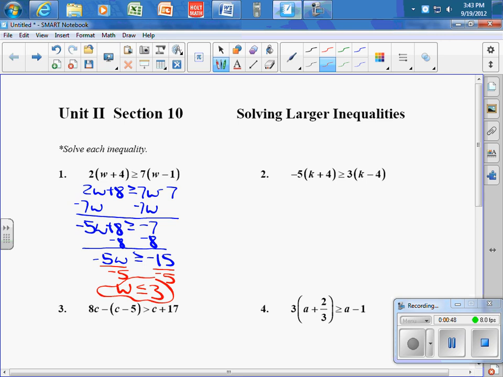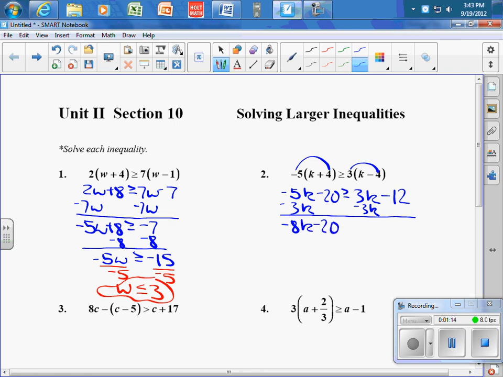In number 2, negative 5 times k is negative 5k. Negative 5 times a positive 4 is negative 20, is greater than or equal to 3 times k is 3k, and 3 times negative 4 is negative 12. I'm going to subtract 3k from both sides. Negative 5 minus 3 is negative 8k, minus 20 is greater than or equal to negative 12.